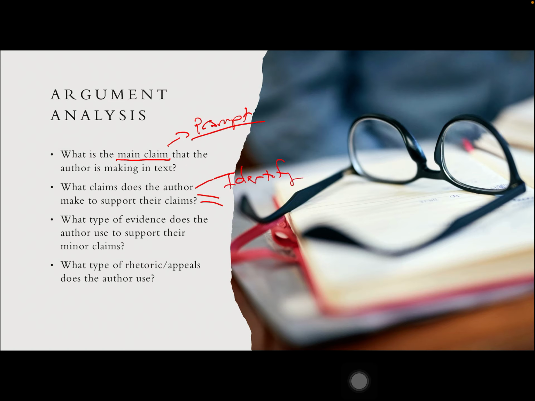And we know that as we go through the essay or the speech or whatever nonfiction piece of text we are looking at, we are looking at those topic sentences and the evidence that's being used to support those claims. And then we think about what type of evidence the author uses to support their minor claims, right? Do they use data? Do they use emotions? Do they use the credibility of the author, right? We'll see what this looks like in just one second. And then what type of rhetorical appeals does the author use?